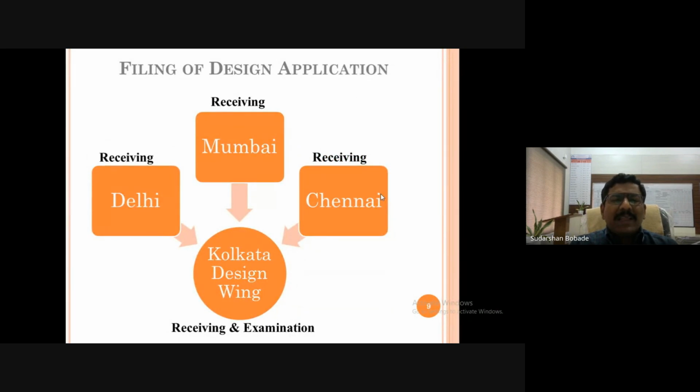Now, filing of the design application. As we are from western Maharashtra, the nearby IP center is Mumbai. There are actually 4 IP centers in India: Delhi, Mumbai, Chennai, Kolkata. Out of those, the nearby station will accept your application, and after acceptance it will be transferred to the Kolkata design wing. Every wing has its own speciality, and they work on different IP. So the Kolkata design wing will take care of receiving the application and examination of the same.